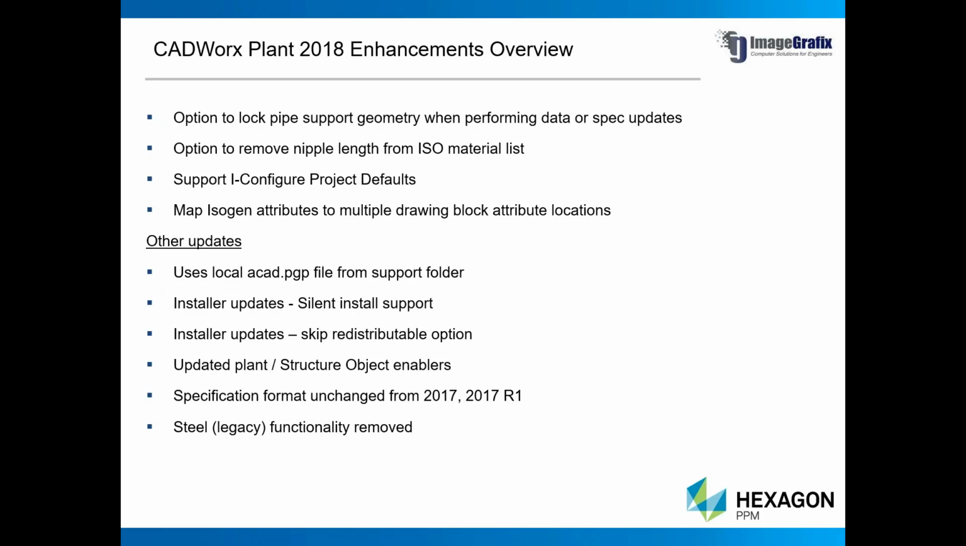Updated plant and structure object enablers are available now. Regarding specification format, normally when a new version comes, you will have some format changes for the specification, but in 2018 there is no change for your specification. It still follows 2017 or 2017 R1. The legacy function is also removed in CADWorx Plant 2018.